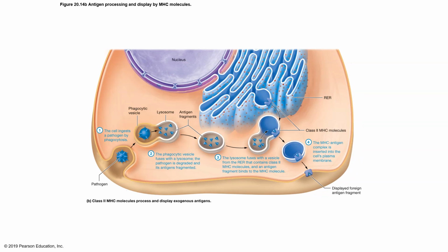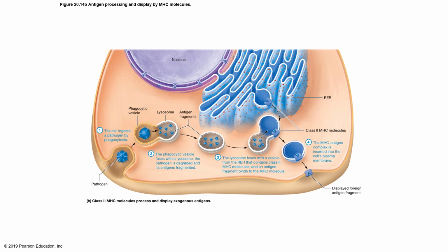So this is how a class 2 MHC molecule can process and display an exogenous antigen. Exo means it comes from outside the cell. So this is a viral pathogen. The cell ingests the pathogen by phagocytosis. Then the phagocytic vesicle fuses with a lysosome, because the lysosome has the hydrolytic enzymes. The pathogen then is degraded and the antigens are fragmented.